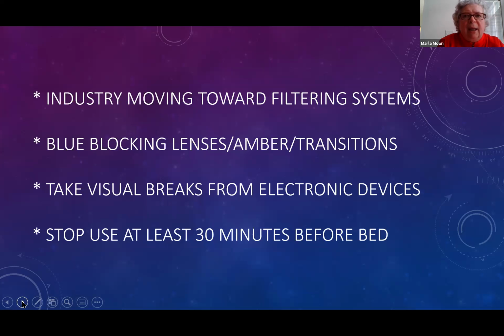There are also blue blocking lenses available. Amber sometimes is a better filter. Photosensitive lenses, especially the Transition brand. I went back to Transition lenses about 15 years ago because I get 100% ultraviolet blockage, and I also get a blue blocker as well. Taking visual breaks from electronic devices is important, and stop using electronic devices at least 30 minutes before you go to bed, because of the melatonin levels that blue light has been found to affect. Next slide, please.